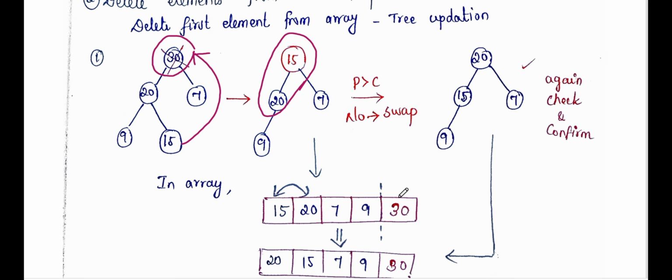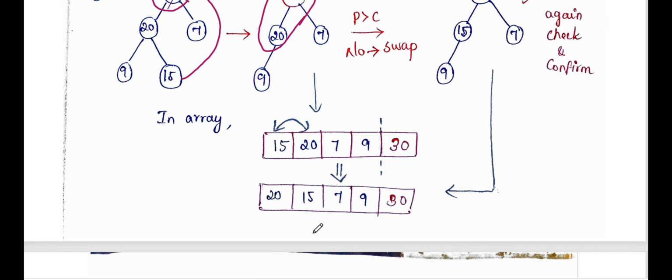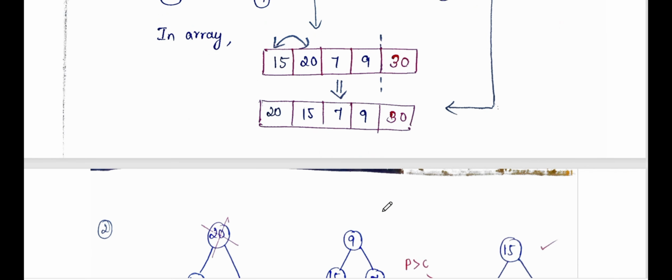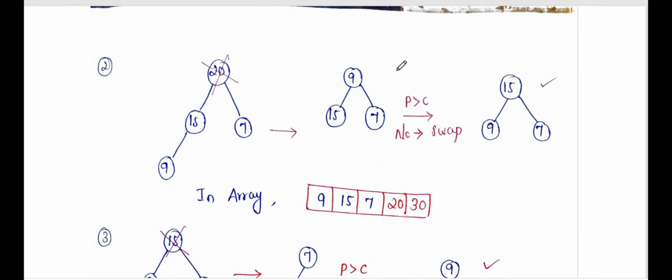Clear? Then this is not in the correct order because the parent node is less than the child. So after the update we change the order in the array also. Okay. Now this is the tree structure, right? Then delete the next element.